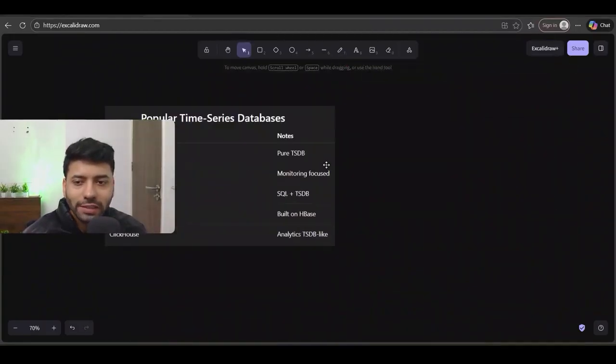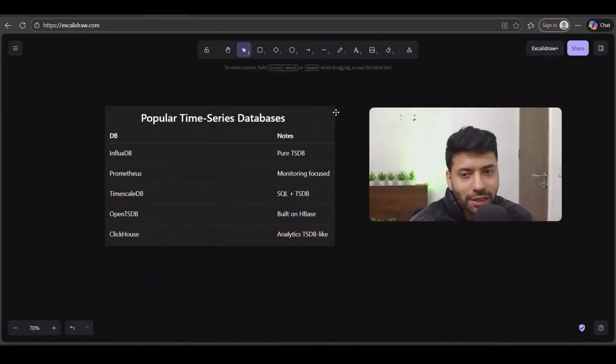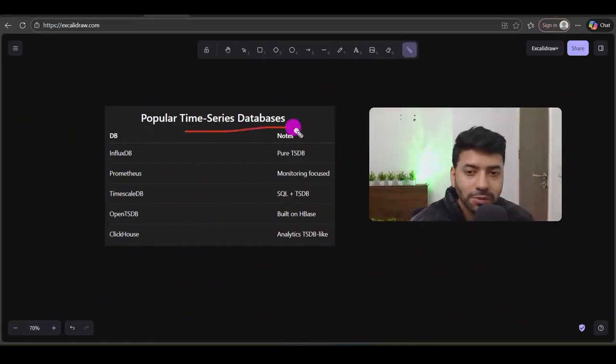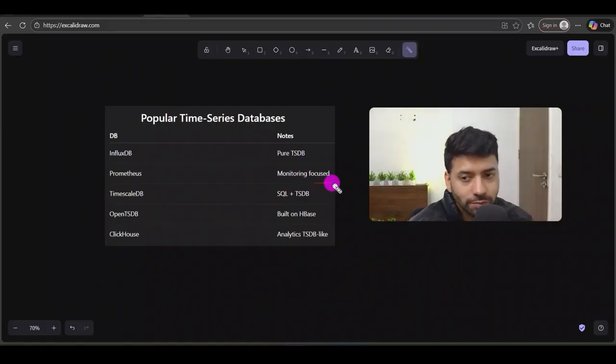Okay, now let's see some of the popular time series databases. Because we have discussed a lot about time series database, now let's see some of the famous ones. First is InfluxDB. This is a pure time series database. Second is Prometheus. This is also quite famous and it is monitoring focused. Next is TimescaleDB. This is a mix of SQL and time series database. Another one is OpenTSDB, which is built on HBase, a NoSQL database. And one more is ClickHouse. All of these are time series databases.